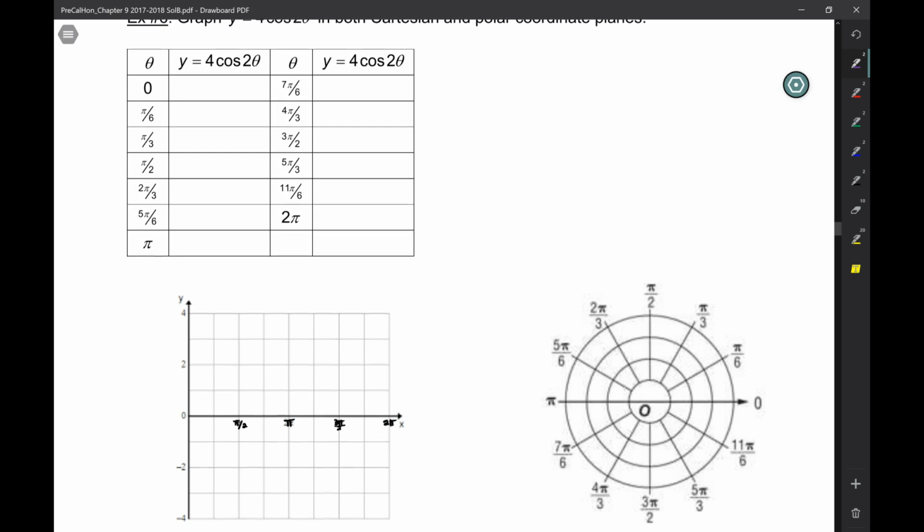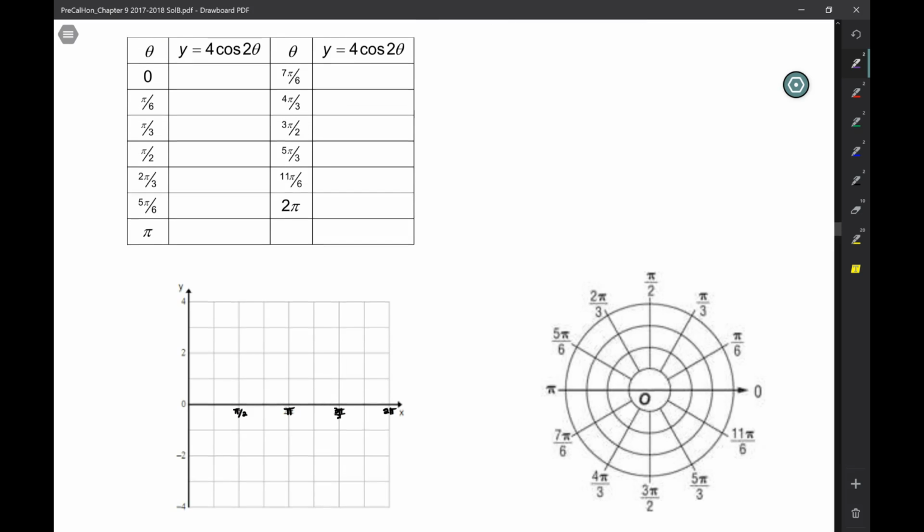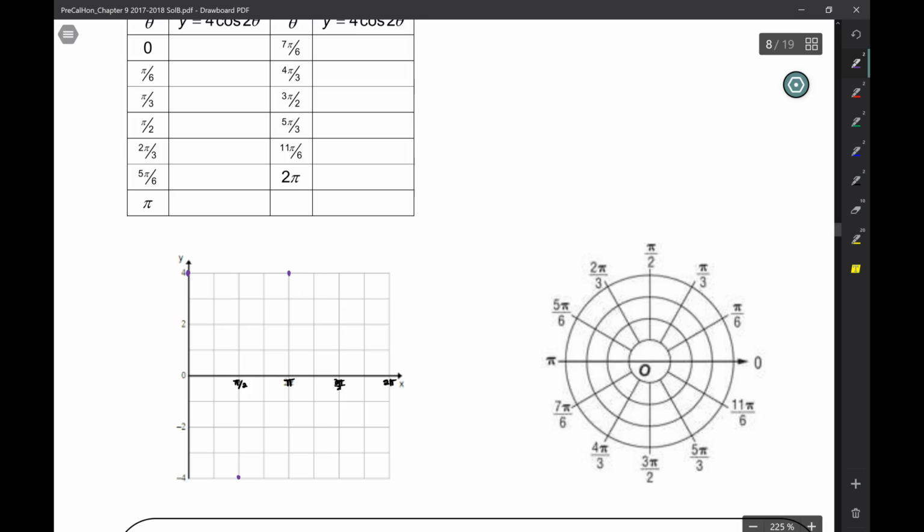So for cosine 2 theta, how is this going to look? It's going to complete one cycle from 0 to pi, right? So if it's a maximum here, it's a maximum there. So it's a minimum here. Remember? So zeros are here. And same thing there. So that's going to look like this.